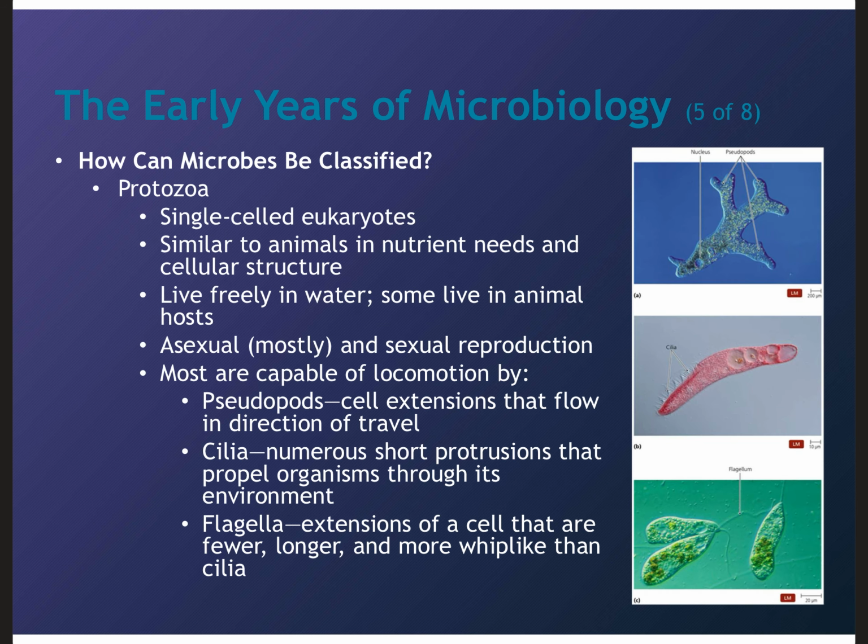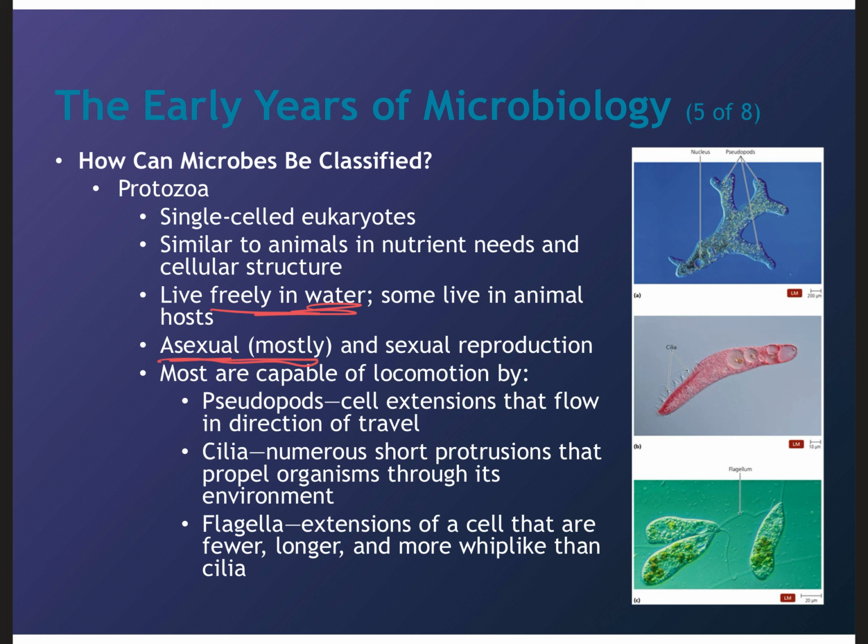Protozoa, these are really cool. These are just fun to look at. So these are single-cell eukaryotes, similar to animals in nutrient needs and cellular structure. Generally, they live freely in water. Some are going to live in animal hosts. There's a very good chance that you have a couple of these floating around in your gut right now. That's just the way it is, right? Definitely a lot of places in your body you don't want these, especially your brain. But there's also a lot of places where they're completely harmless to you.